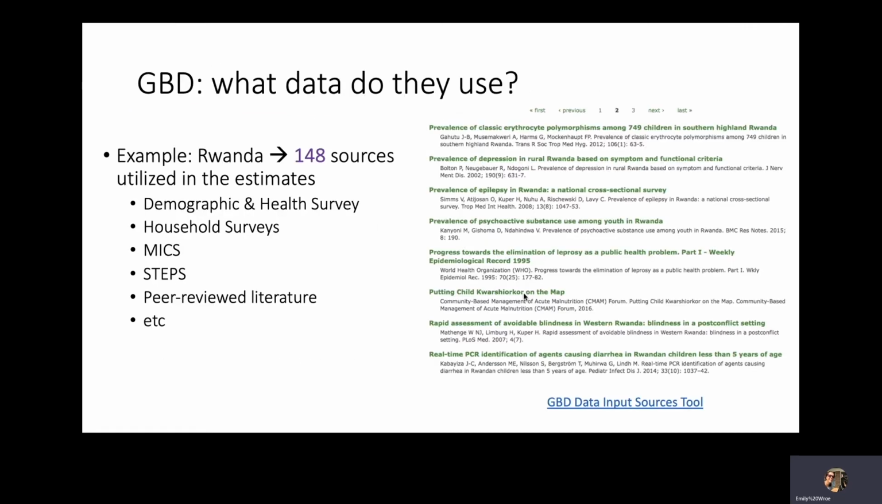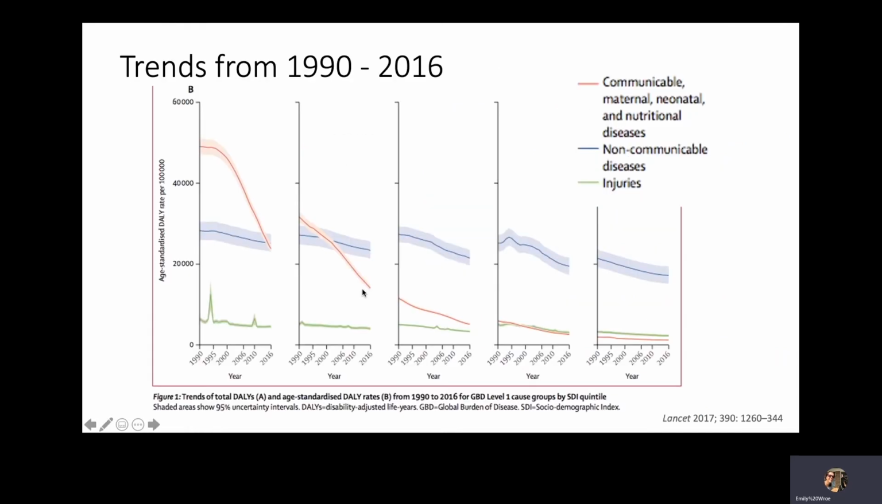You can go on the GBD website and look up what's input into my country. So for example, in Rwanda last year, there were 148 sources used in the estimates, which includes large surveys that you've heard of, in addition to peer-reviewed literature and many, many other things. And you can actually see how these estimates were calculated, what the data input was. And the link is here in the slides.